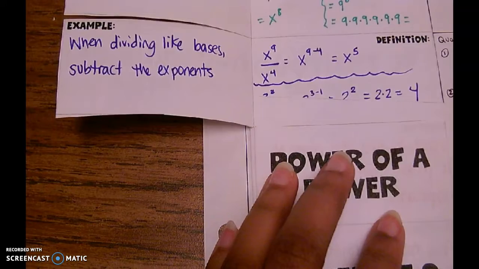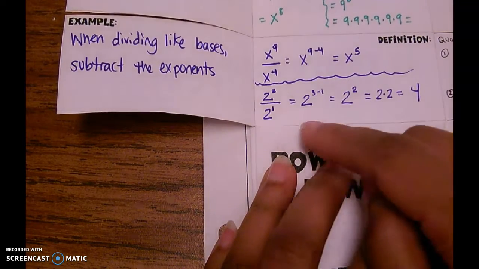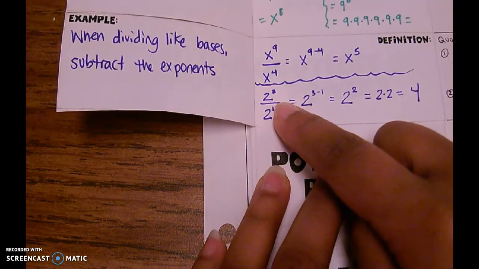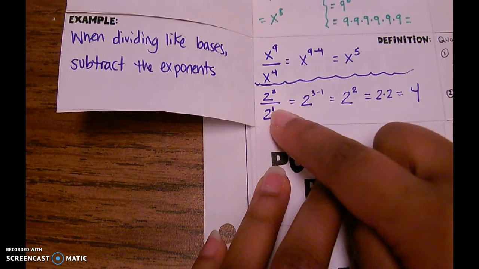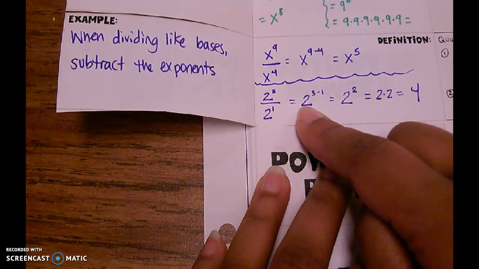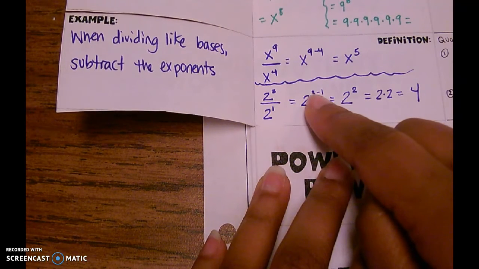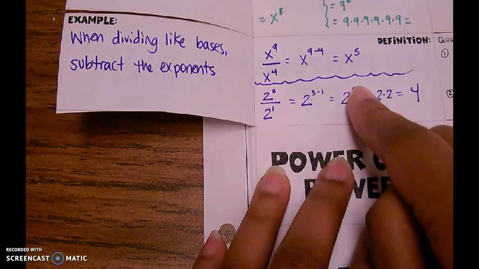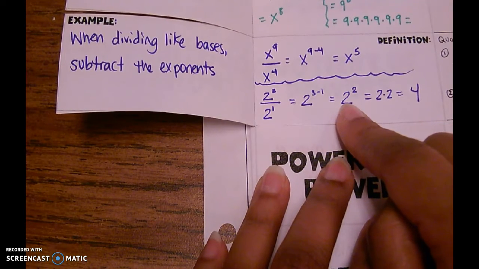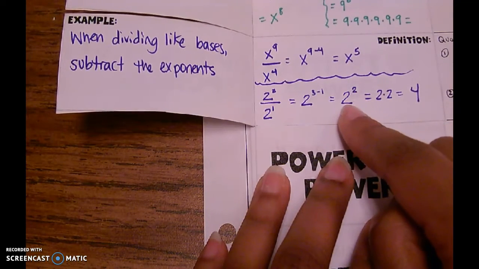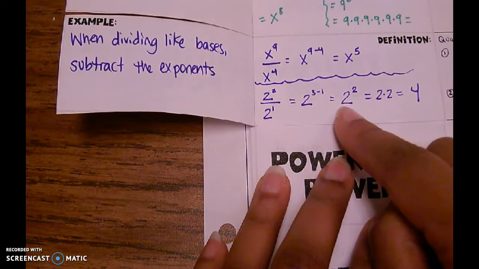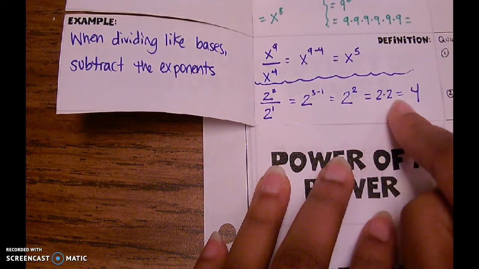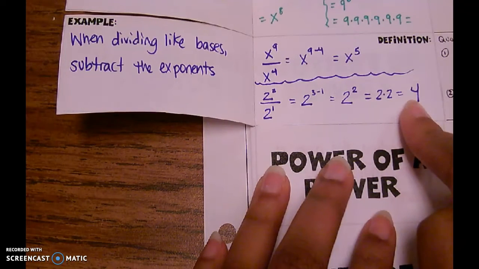Here's another problem to show that. If I have 2 to the 3rd power divided by 2 to the 1st power, this is the same thing as 2 as my base and then my exponents, I would subtract 3 minus 1, which would give me 2 to the second power. Remember that we're not done here. 2 to the second power is the same thing as saying multiply 2 by 2. And 2 times 2 is 4, which would be our final answer.